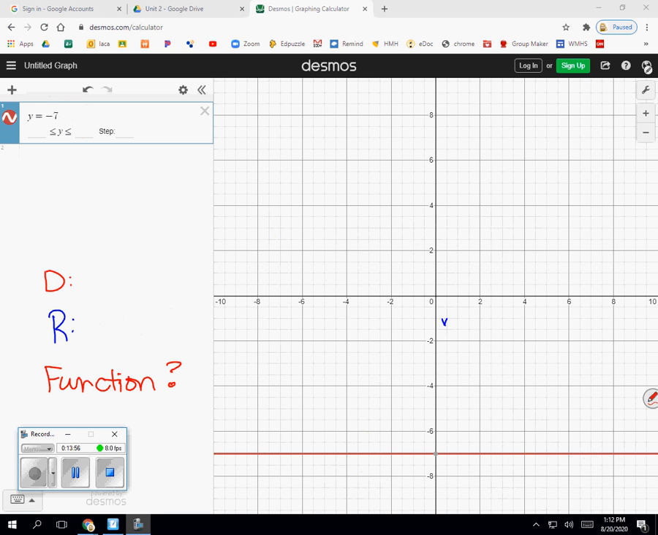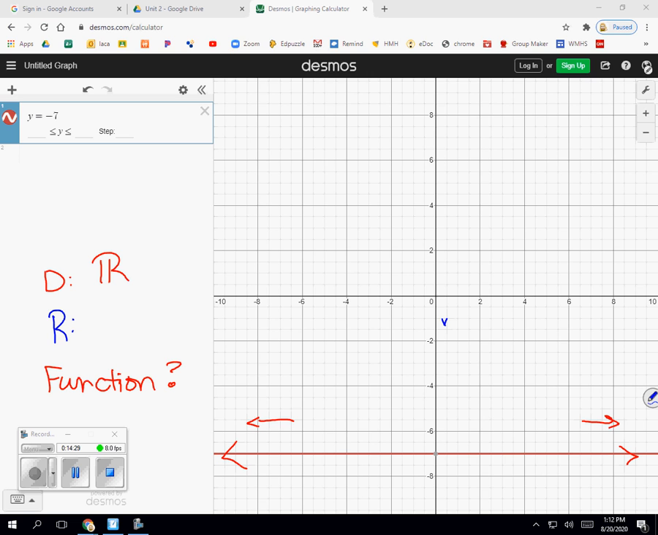Okay, for our last one, for number 13, we have y equals negative 7. So our domain in this one, remember this has arrows on both ends, even though it doesn't show it on Desmos. Are we going continually forever and ever to the left and continually forever and ever to the right? Yes, we are. So my domain is all real numbers.